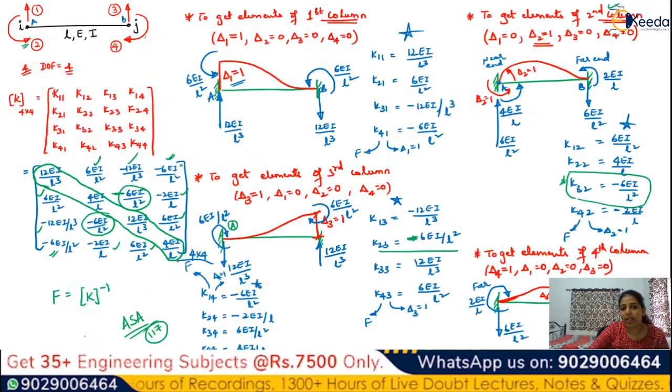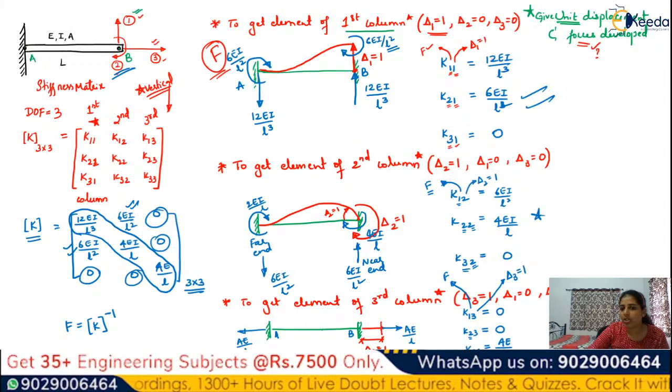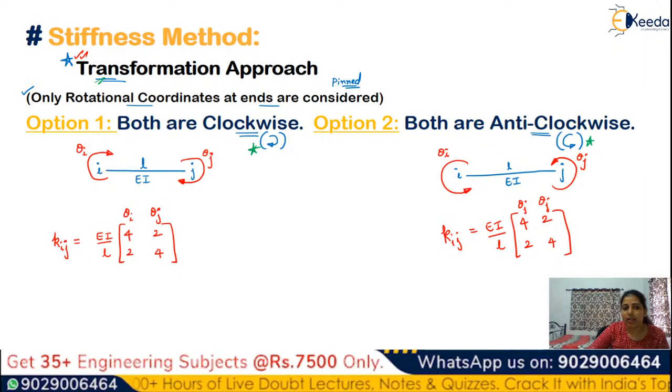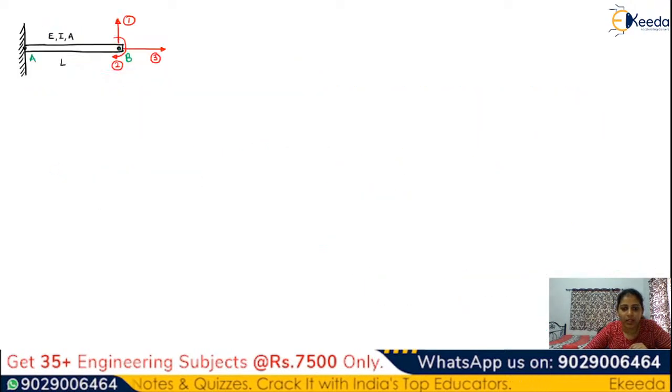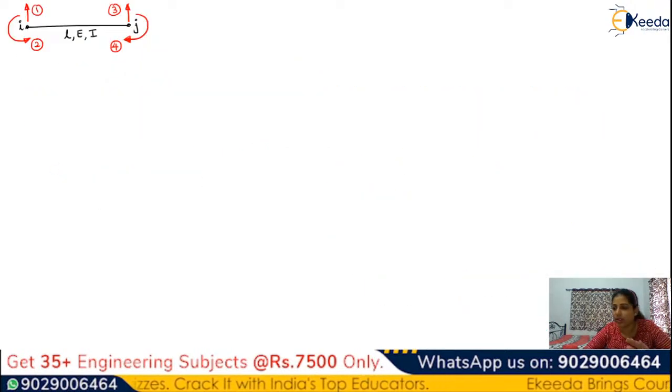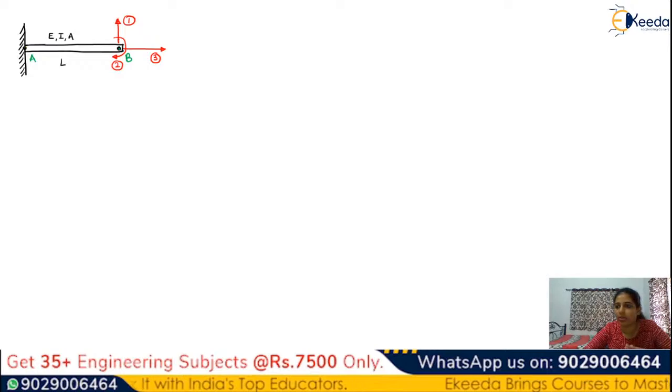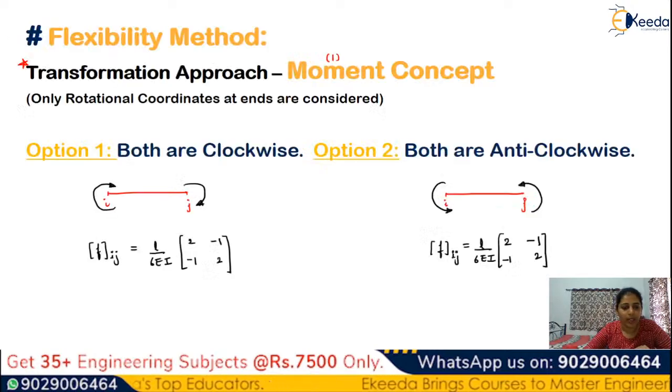So the flexibility matrix, you should do it in the same approach, right? I will just show you the standard flexibility matrix which we will be getting. Actually I wanted to do a problem, but because of the time constraint we will not be able to solve the flexibility problem, so I'll just show you the standard value. Now these are the standard values. In a flexibility method you don't have a direct approach, you just have the transformation approach.